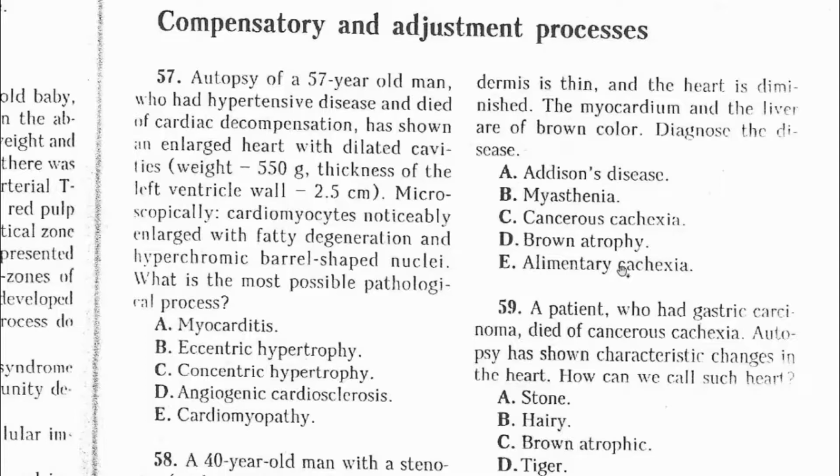However, for the benefit of studies, Addison's disease is simply a disorder due to insufficient production of hormones by the adrenal gland. Myasthenia gravis is a chronic autoimmune neuromuscular disease that causes weakness in the skeletal muscles. And brown atrophy is simply an atrophic tissue with yellowish brown color, usually seen in the heart and the liver. So your answer is definitely E.